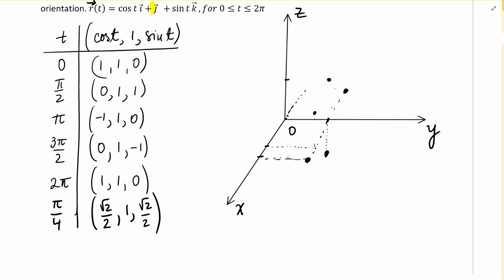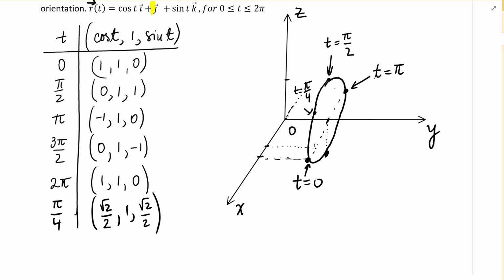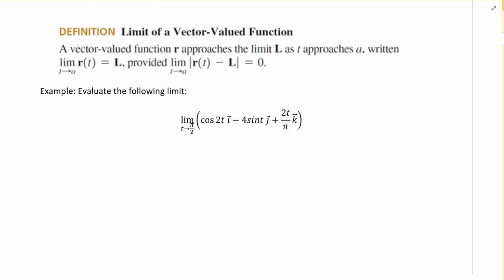So the graph looks like this. To find the orientation, I placed here the points for different values of t. So this one would be t equals 3 pi over 2. So actually the direction that it goes in is this one. So it goes this way. And let's do a couple more problems.